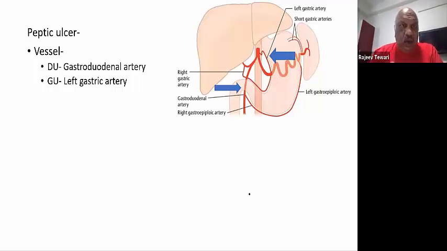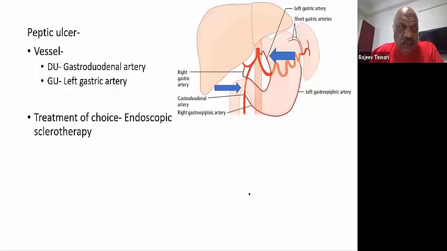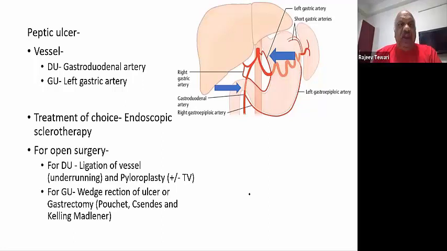Now, next downward arrow, please. Next arrow. Next. Treatment choice for upper GI bleed is endoscopic sclerotherapy. If you have to do open surgery, then for duodenal ulcer, we ligate the vessel, we do duodenotomy, do underrunning of vessel, and do pyeloplasty. Truncal vagotomy, TV, is optional here. If patient stable, you can add truncal vagotomy. Patient unstable, you can just leave. Ligate the vessel, stop the bleeding, and close.